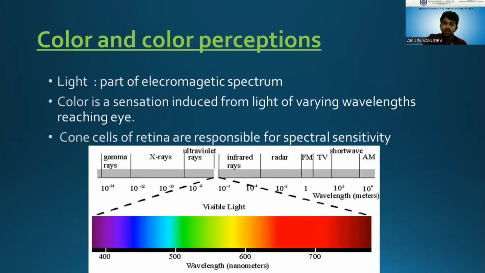Now, color and color perception. Light is part of the electromagnetic spectrum. Color is a sensation resulting from light of varying wavelengths reaching the eye. The cone cells of the retina are responsible for spectral sensitivity. The visible light for us is from 400 to 700 nanometers.